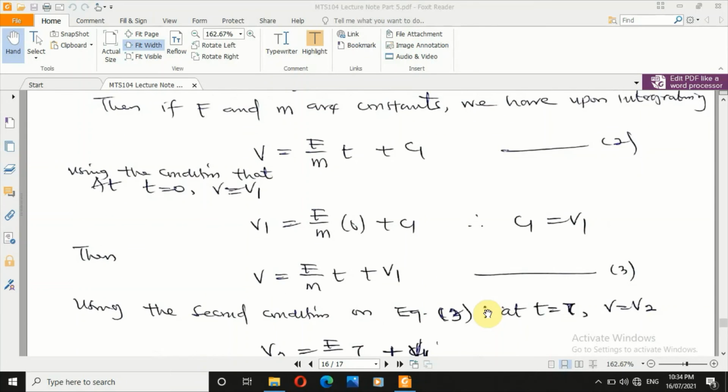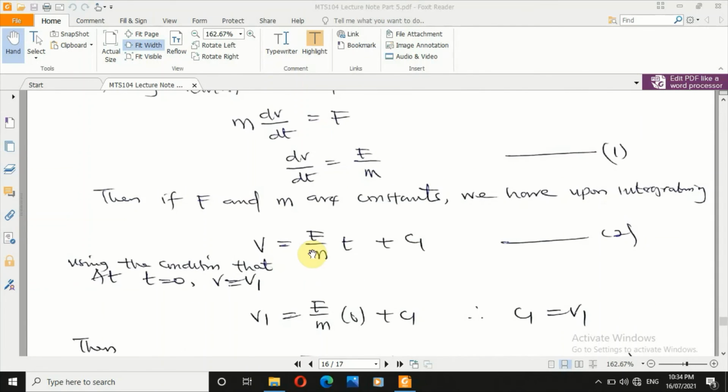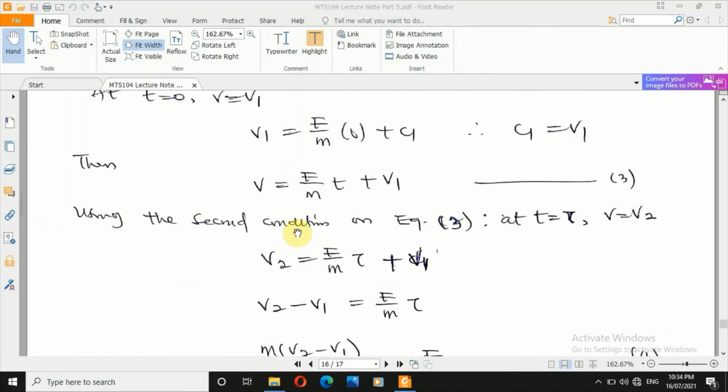What I'm trying to say is that here we're able to integrate this because M and F are constants. F is a force that we are given, we know that. And if M is not a constant, then we'll find it difficult to evaluate this kind of integral. That's why I'm saying that this does not hold in general if F is not a constant, since in such a case we will not obtain the result of integration achieved in equation 4. And if you're unable to integrate this, you'll not be able to achieve this.